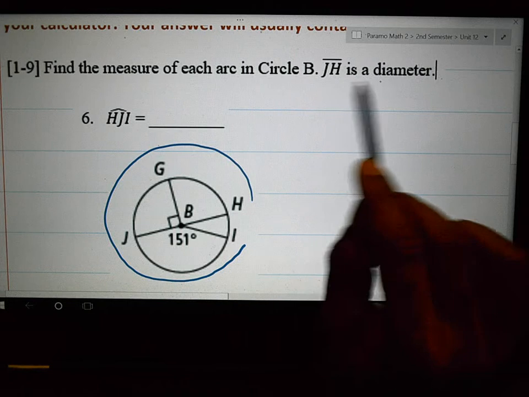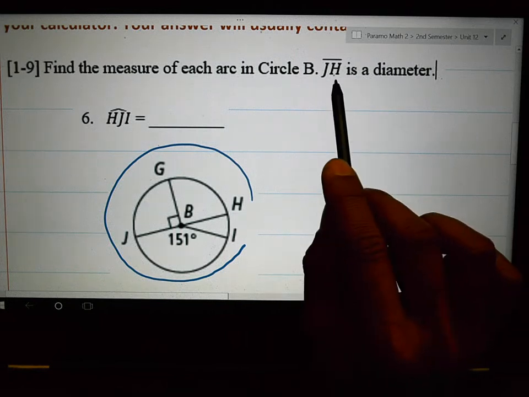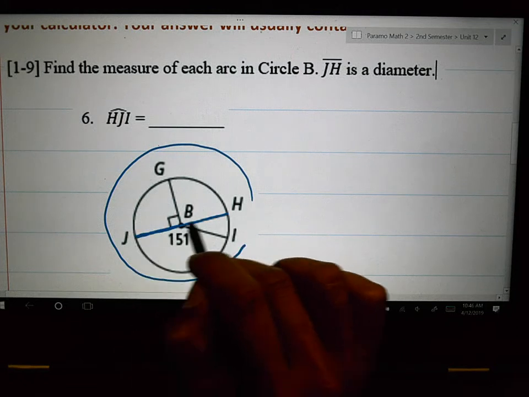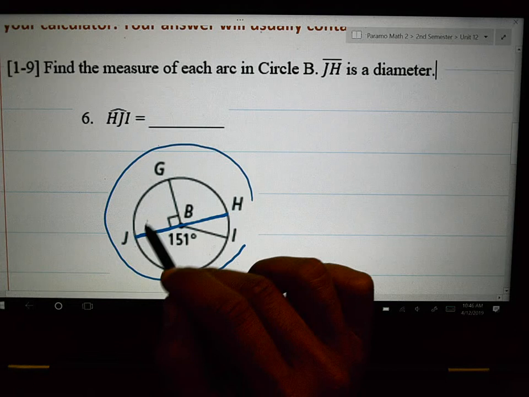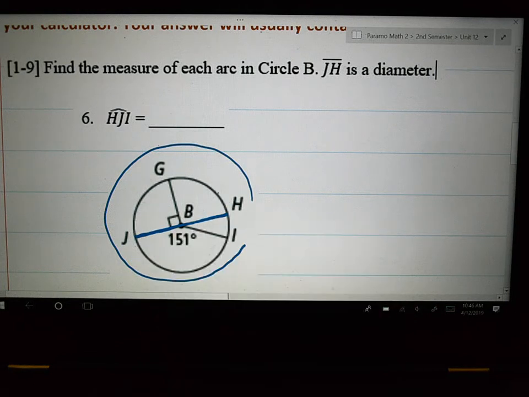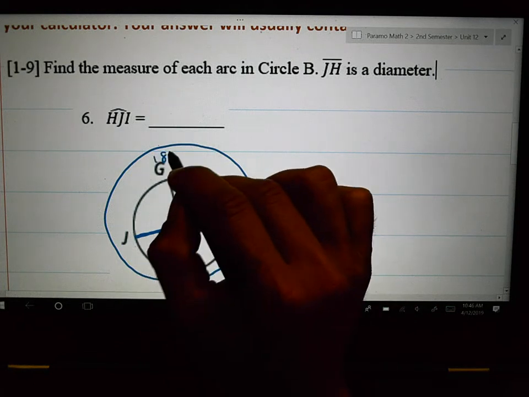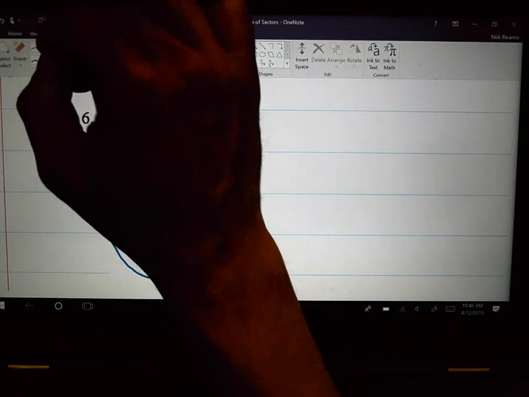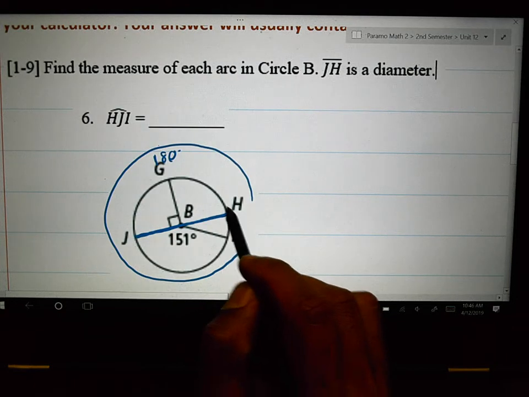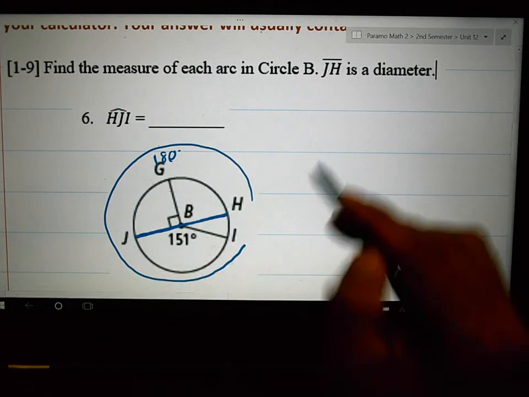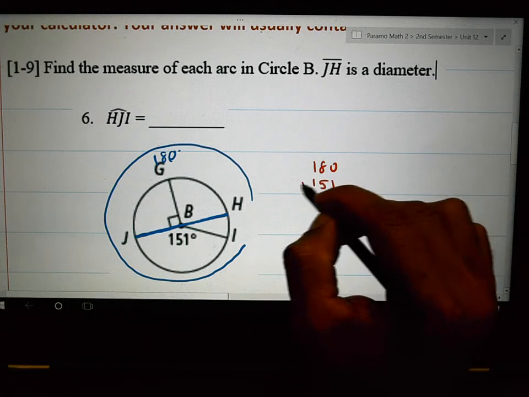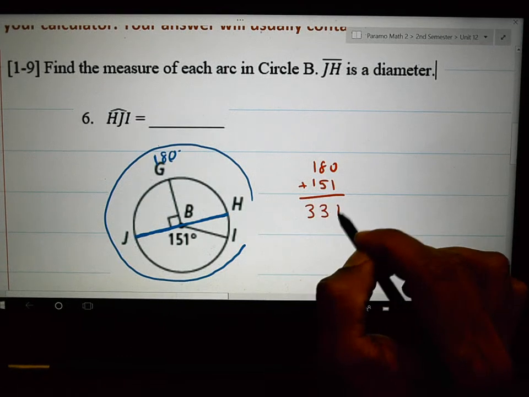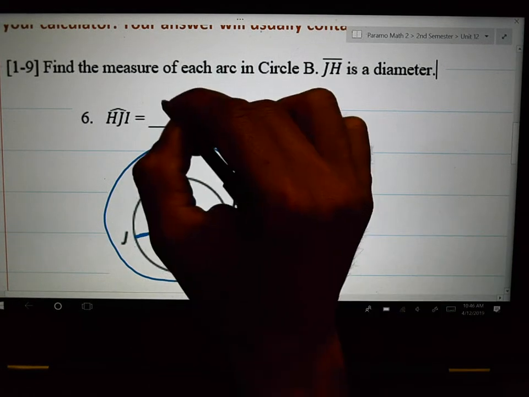And this is missing on your worksheet, but it should be there. It should say JH is a diameter. If I don't know that, then I don't know that this is equal to 180 degrees on that half. So I'm going to put a 180 right there, just like that. I'm going to switch over to red. And so if I know that H, then J, then I is 180 plus 151, I can figure out what HJI is. 3, 3, 1, 331. Think that works?